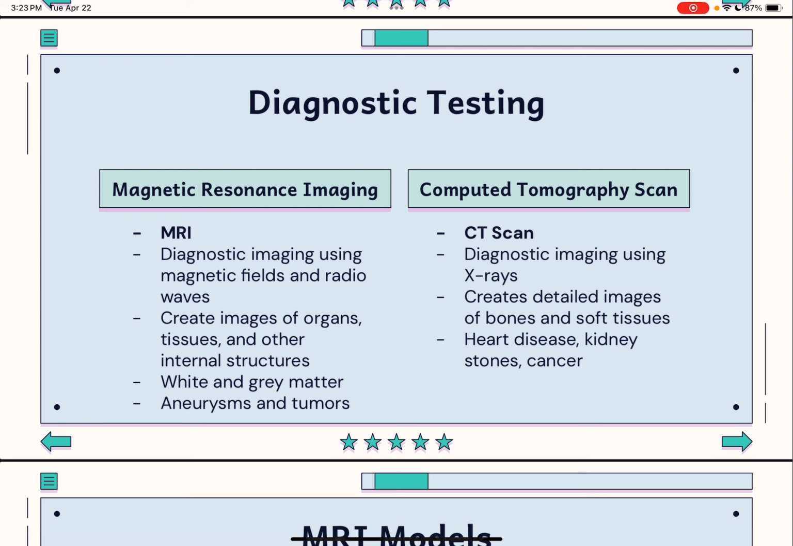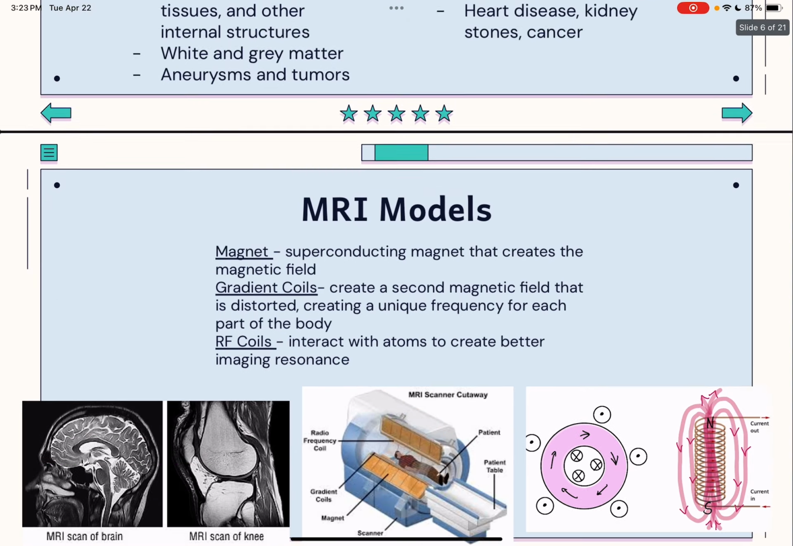MRIs use magnetic fields and radio waves to create images of soft tissues and internal structures like white and gray matter, aneurysms, and tumors in the CNS. Then you have CT scans that detect very similar things, just using X-rays. They can also look into heart disease, kidney stones, and cancers.